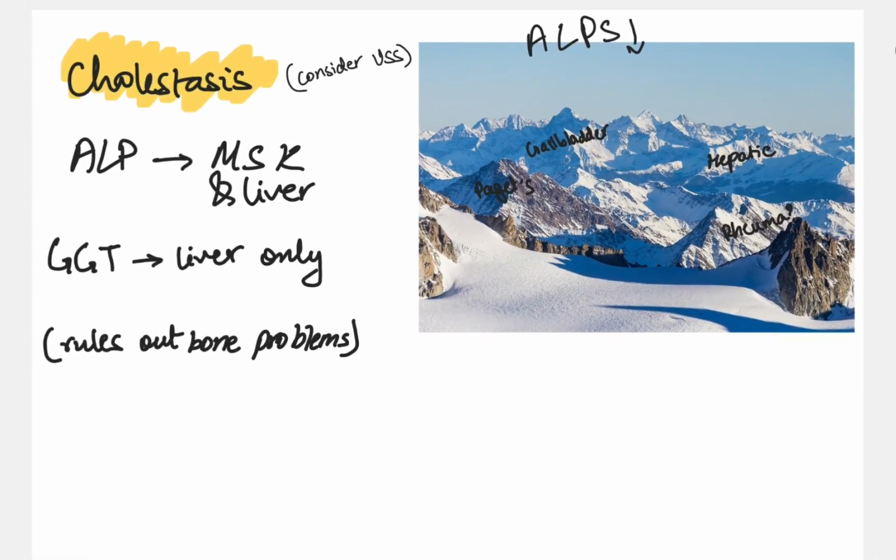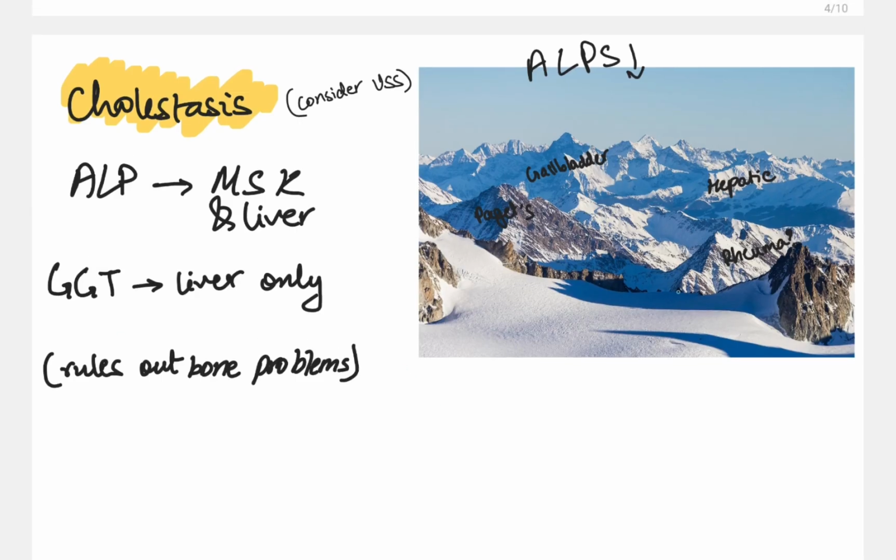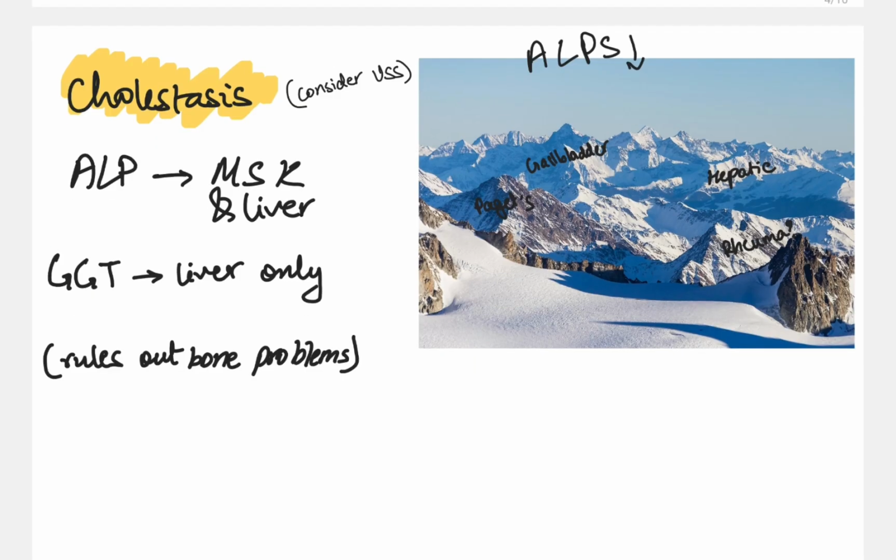But there's another way to help us narrow it down. To do this, we use what's called GGT. The way I like to remember it, because I play a lot of video games, is if you're asking yourself which part of the body is affected, GG's, guys, it's the liver. Game over. It's the liver. We know it now because the GGT would be raised.